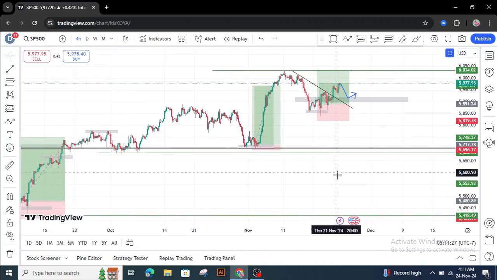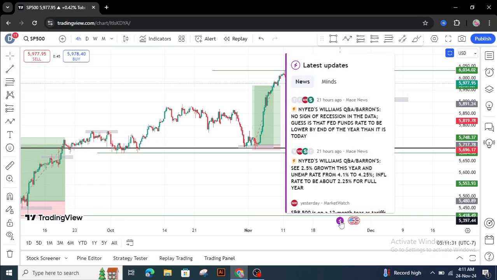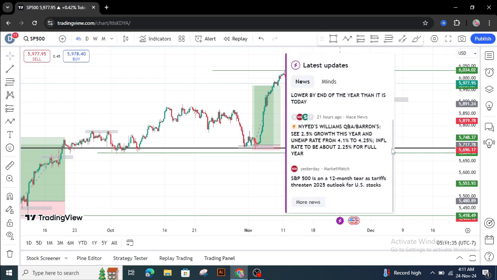When you open, take for example, you want to trade the S&P 500 and you open this chart, you want to see if there is recent information that can be of help. The S&P 500 is on 12 months here, with a tariff threat in 2024. Now, this is information about 2025 US stocks, about Donald Trump's likely policies and how they will affect the market.